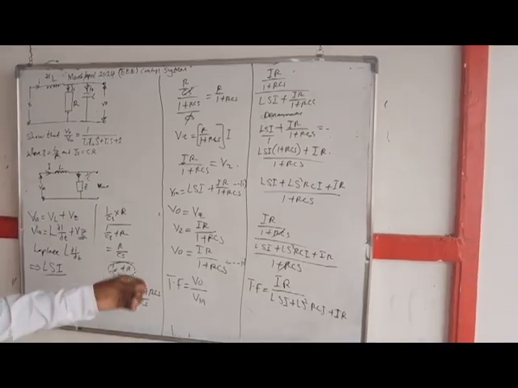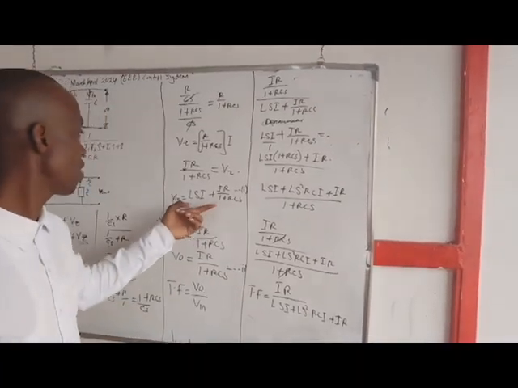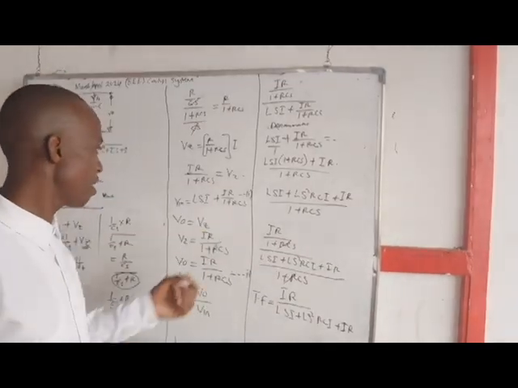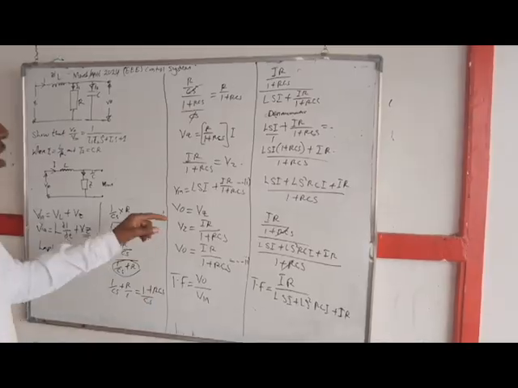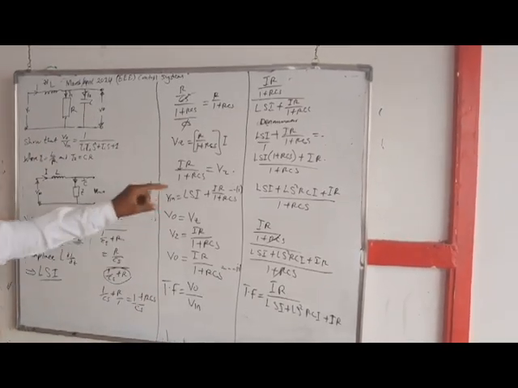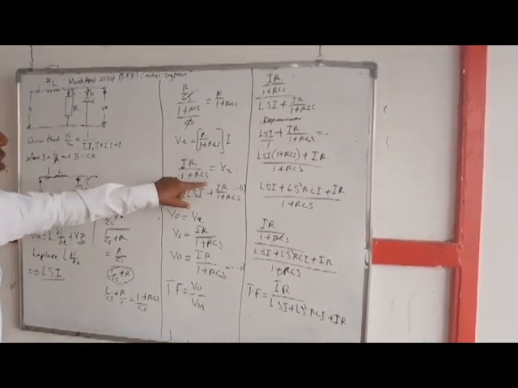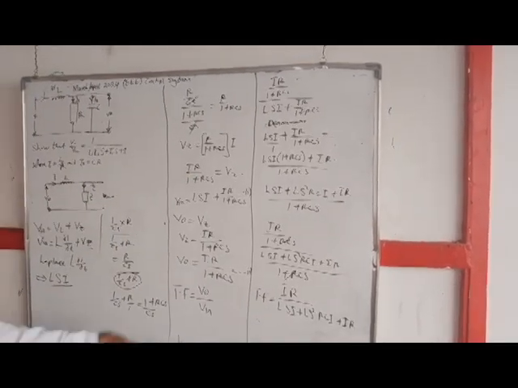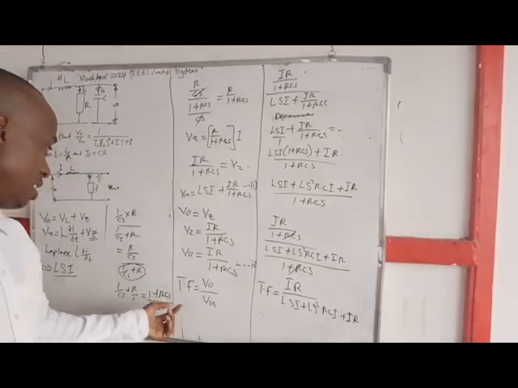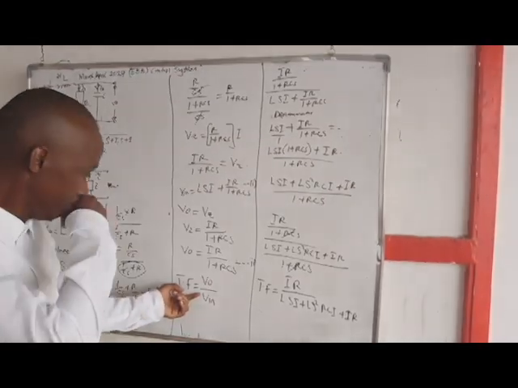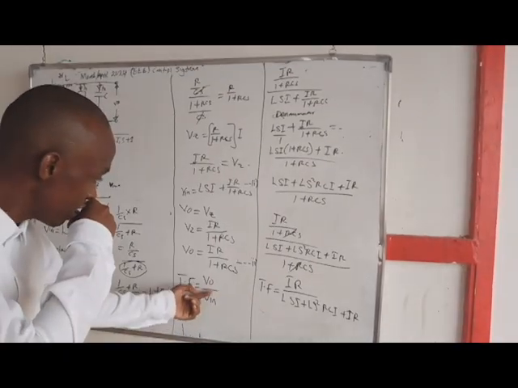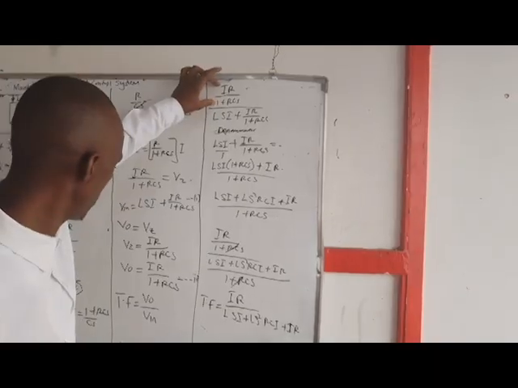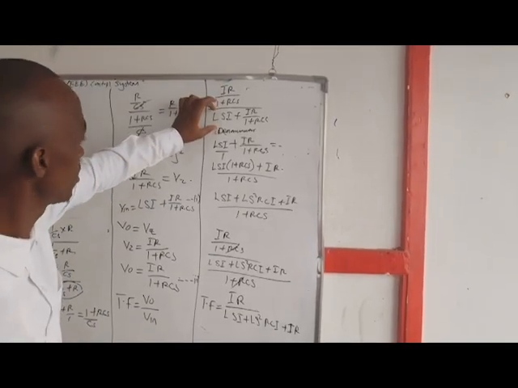And now, if we work on it, we get LSI plus IR divided by 1 plus RCS. Now our VO, voltage output, is equal to Vz. Remember we have our Vz, which is IR divided by 1 plus RCS. This is now our VO. Now transfer function is equal to V output over V input. Now we rearrange them this way. This is now our V output, and this is now our V input.